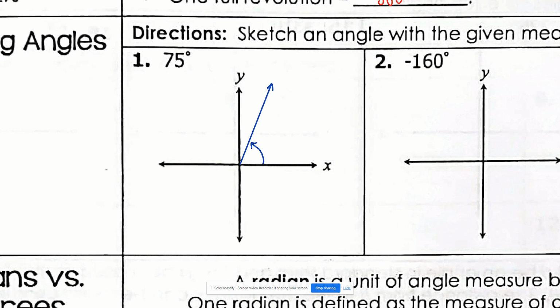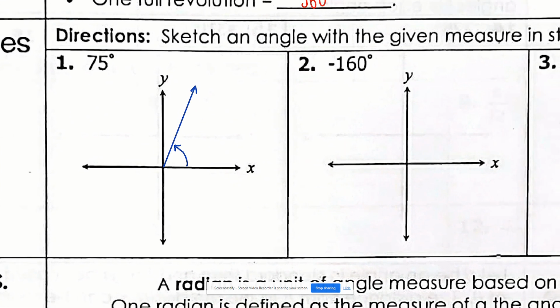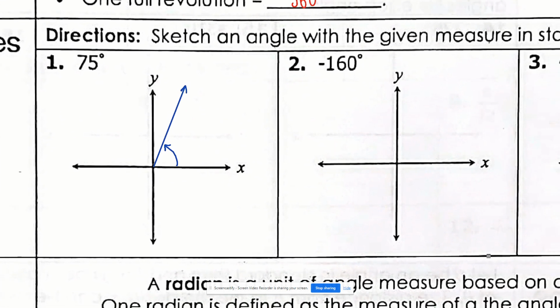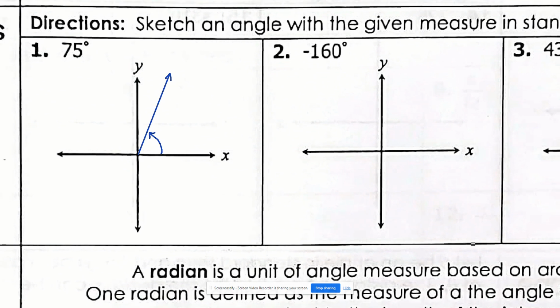Okay? How about negative 160? What quadrant would that be located in? Quadrant 3, right? Because I'm starting in the same place, but I'm going clockwise, and I don't quite make it to what? I don't quite make it to negative 180. So I kind of make it to about right in here. Does that look pretty good, y'all? It doesn't have to be perfect, but negative 160 is right here. Quadrant 3.